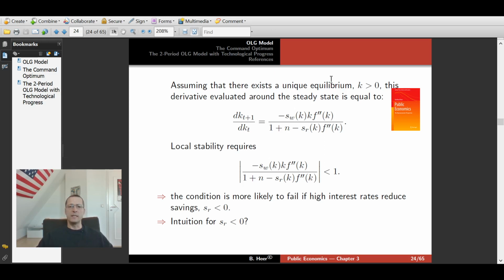Now let me already tell you that the models that we will consider in chapter 6 and in chapter 7 of the book will look at not only 2-period models, but at, let's say, 70-period models, where each period is 1 year and people live 70 years. In this case, you will find out this condition is basically always met, that the system is stable. Within our 2-period models, however, we have to check if local stability of the steady state prevails and the condition is met.